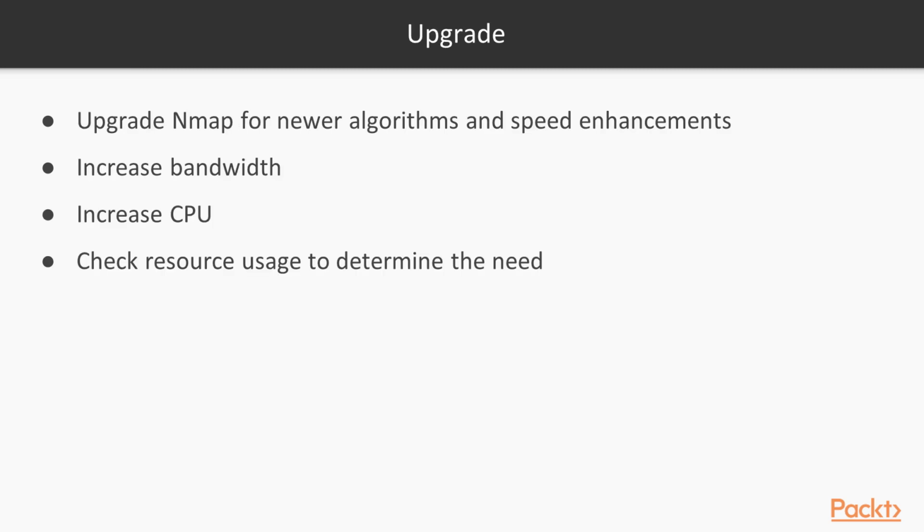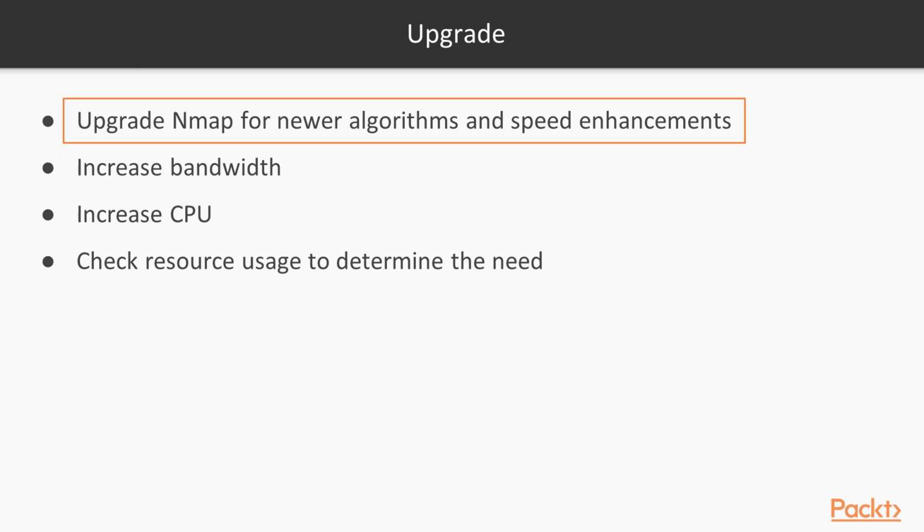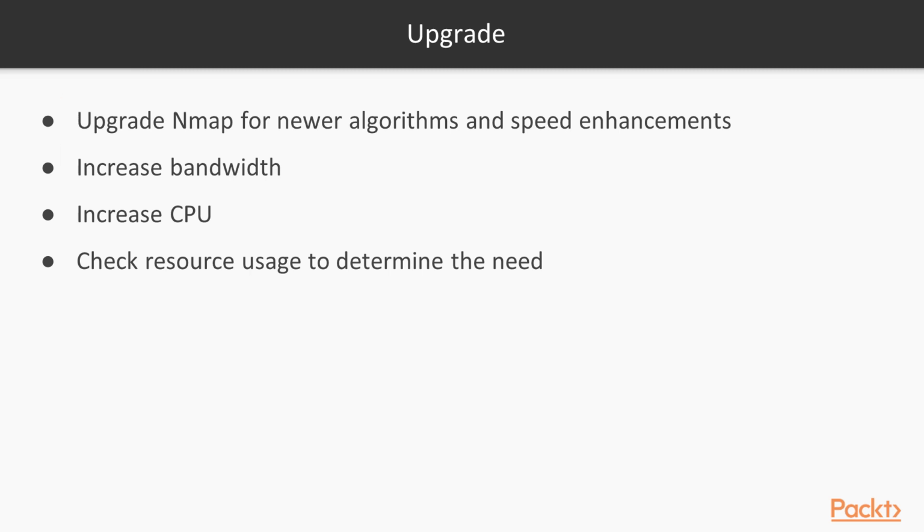And the final basic thing you can do to improve your speed is to simply upgrade Nmap. A lot of people don't think about doing that. It might be included in whatever distribution they're running, and they just go ahead and run Nmap, they don't check it. Check the Nmap version. Make sure that Nmap is running the latest version.